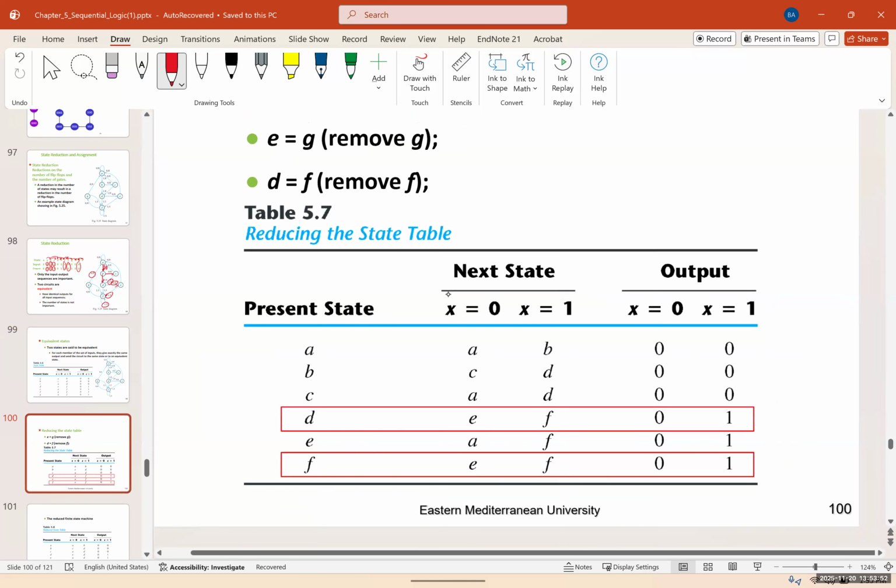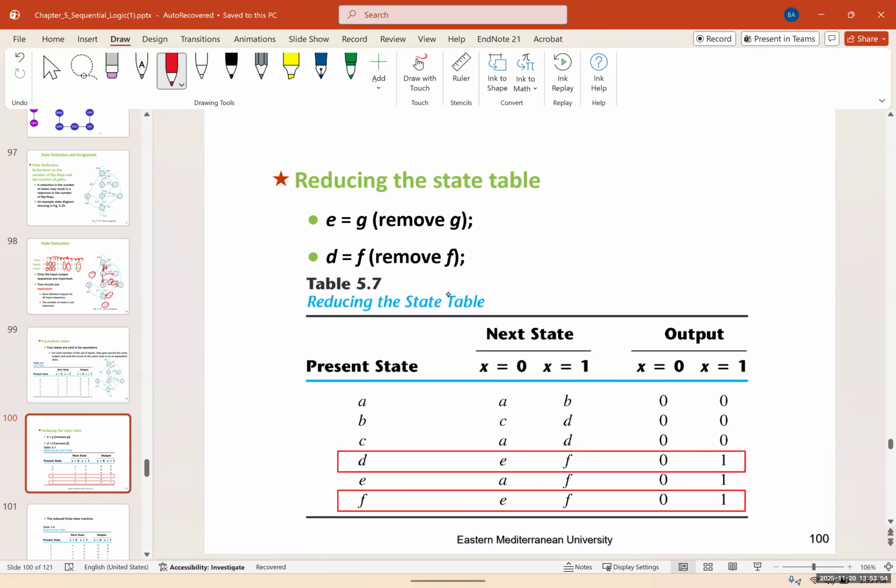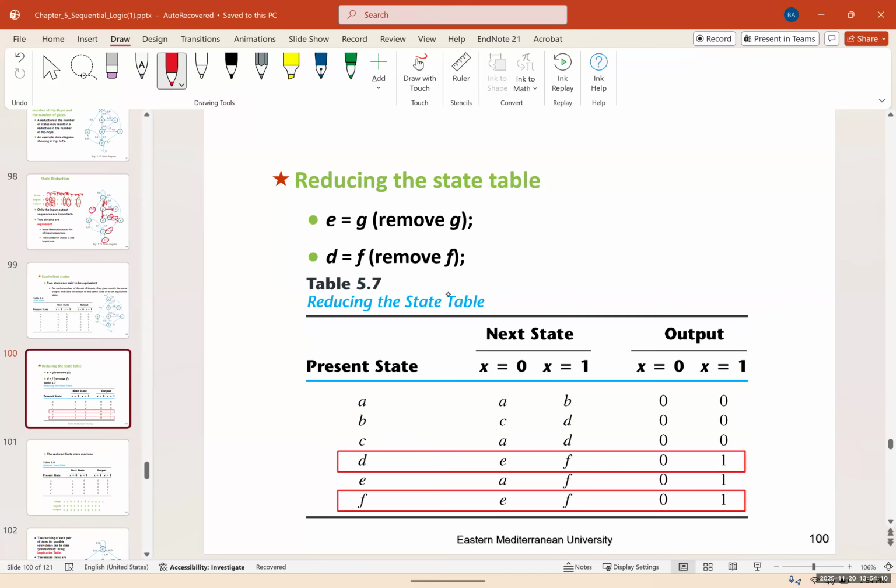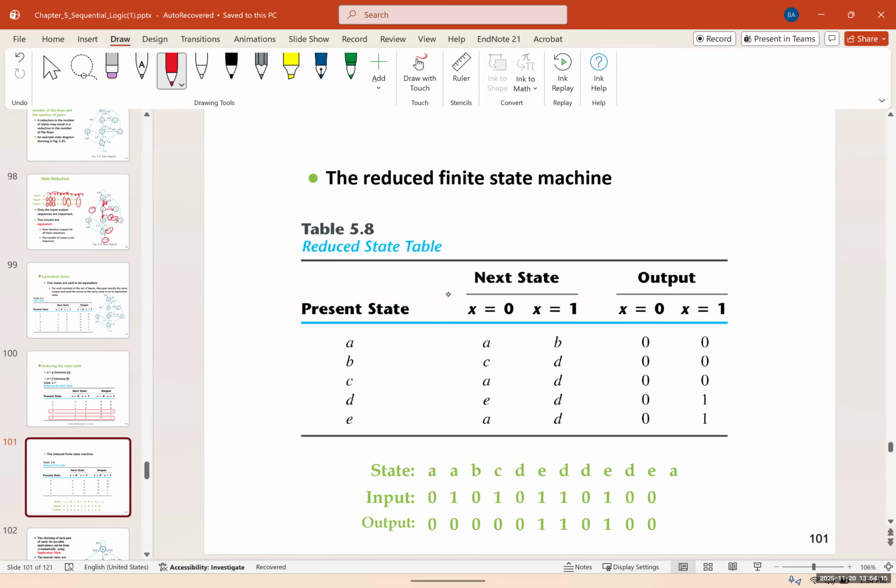Now, if I draw the table like this, E is equal to G when we remove G, and D would be equal to F when we remove F. Again, D to E to F, and then F to E to F. So you can see that we can reduce that, the ones that are circled with red, and we will be left with this. We have A, B, C, D, E, and A, C, A, E, A is going to be our next state, or B, D, D, D, D is going to be our next state when X is 0 and X is equal to 1.